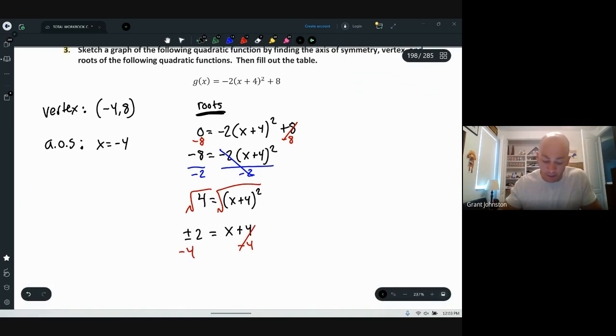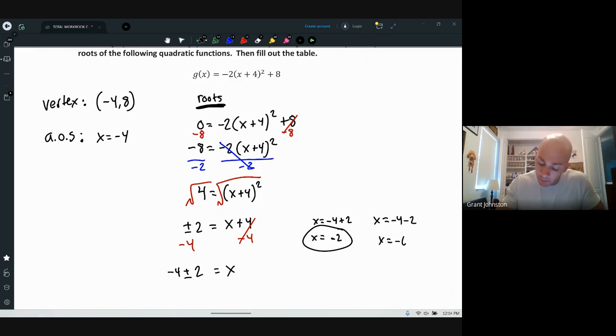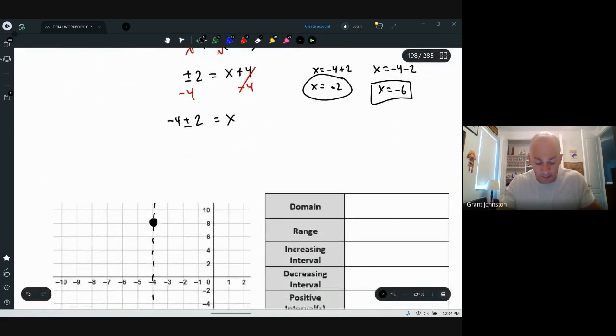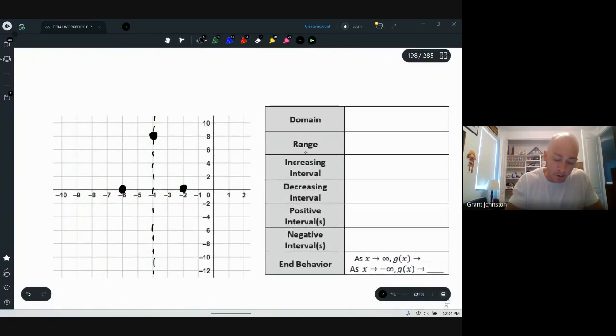So what I'm left with is x. And then usually you put the negative 4 in front for math notation purposes. I'm going to do that. So I have negative 4 plus or minus 2. So I'm going to do negative 4 plus 2 and negative 4 minus 2. So x is going to equal negative 4 plus 2, which is negative 2. And then x is going to equal negative 4 minus 2, which is negative 6. So those are my roots, negative 2 and negative 6. This and this. So the graph is going to look something like this.